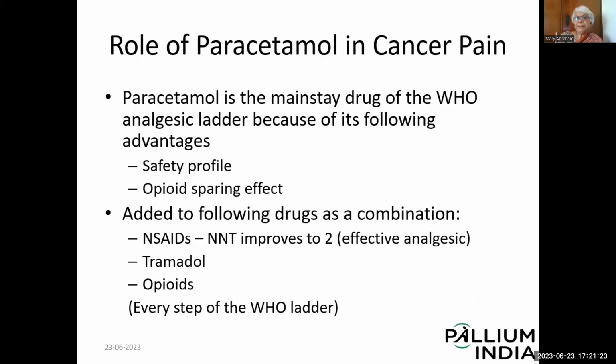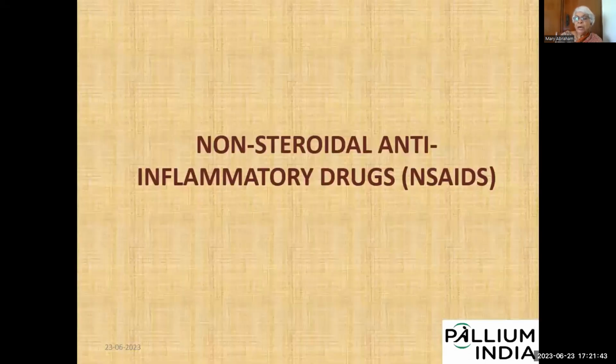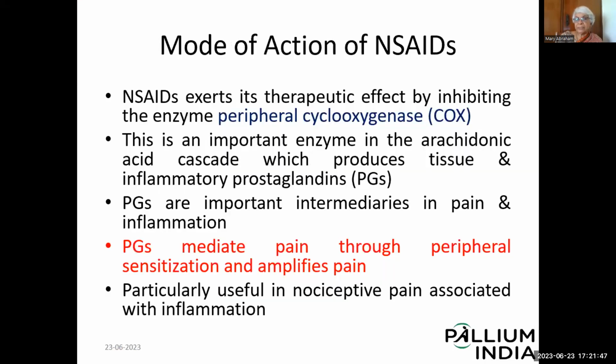So in cancer pain, it's become the mainstay drug because of its safety profile and because it has an opioid-sparing effect. When you add paracetamol to the opioid, you can actually reduce the dose of opioids that you're giving. And so it can be given at every step of the ladder: step 1, step 2, and step 3. Now, let's move on to the non-steroidal anti-inflammatory drugs.